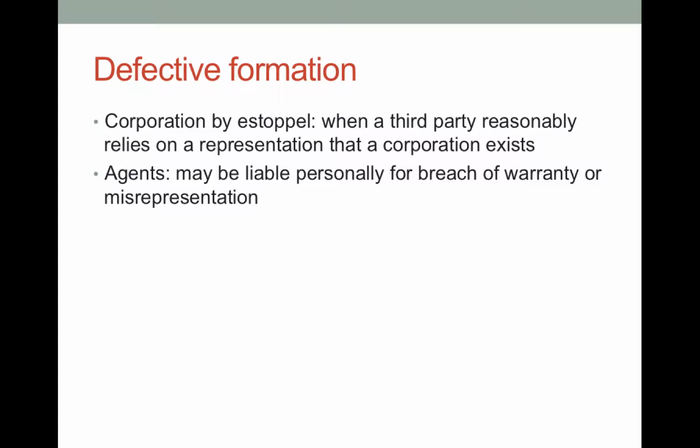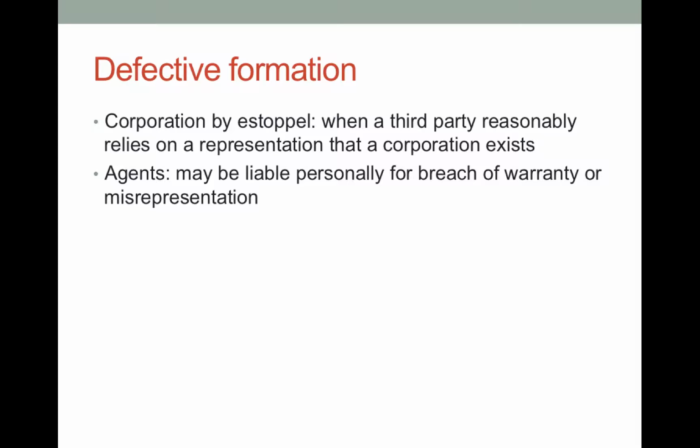What if you mess up? In other words, what if you try to create a corporation, or you didn't try very hard, and you made a mistake? You didn't actually create the corporation. One doctrine you should know is called corporation by estoppel. Again, estoppel means stop. It means even though something's true, you cannot assert it. And this occurs when a third party reasonably relies on a representation that a corporation exists, although in fact it does not. If corporation by estoppel applies, it means that you cannot deny if the corporation later comes into existence. The corporation will become liable. I'll give you an example of that in a minute.